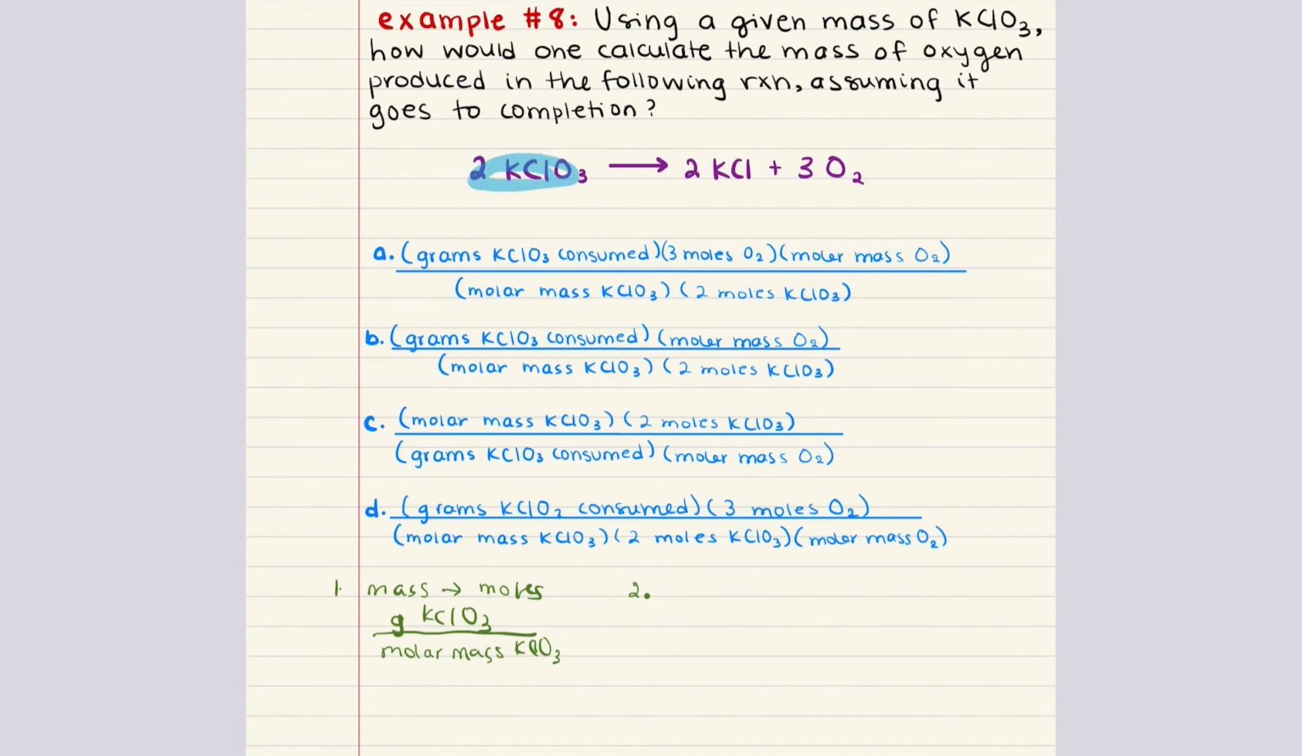For 2 moles of potassium chlorate, we have 3 moles of oxygen gas. So we're going to use that relationship, that ratio right here. So 3 moles of O2 to 2 moles of potassium chlorate. Then the last and final step is we're going to have to convert the moles of oxygen to grams of oxygen. And we can do that by taking the moles of O2 and multiplying it by the molar mass of O2. Now, with those pieces in mind, let's just actually put it together.